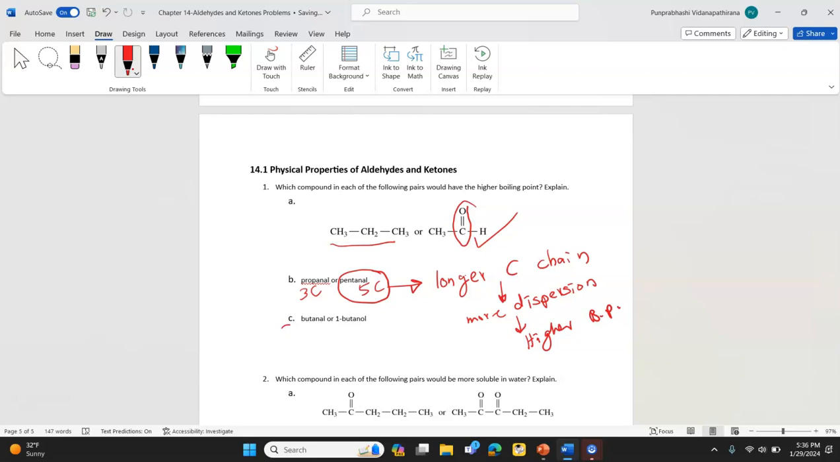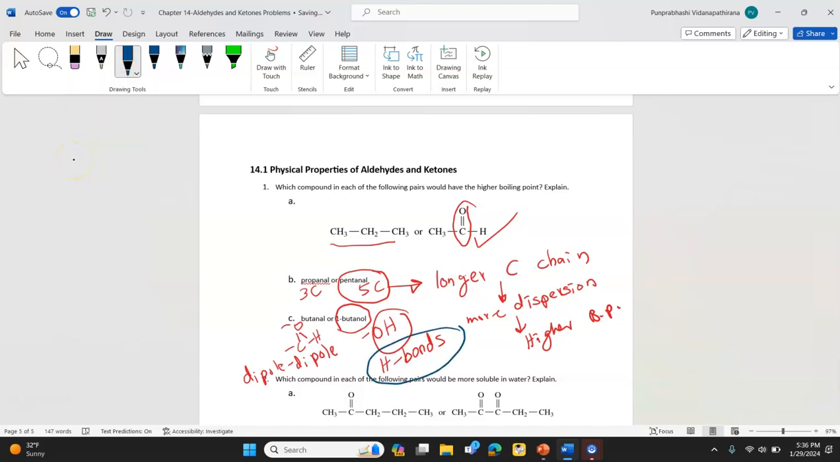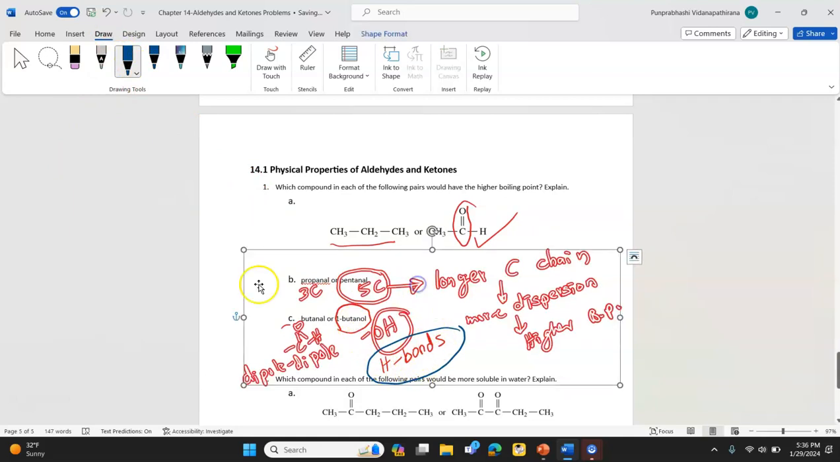Now C, butanal or 1-butanol. This is an aldehyde with COH and this is an alcohol, right, with a hydroxyl group. Obviously, 1-butanol will have the higher boiling point because this can make hydrogen bonds and aldehydes will make dipole-dipole interactions. When it comes to the strength of the bond, these hydrogen bonds are much, much stronger than dipole-dipole interactions. Therefore, 1-butanol will have the higher boiling point.